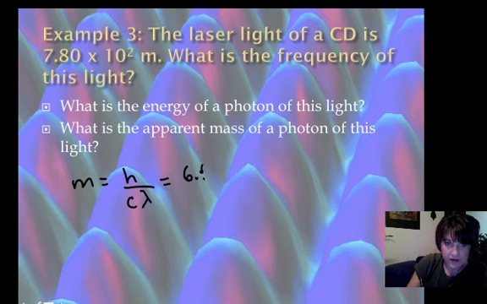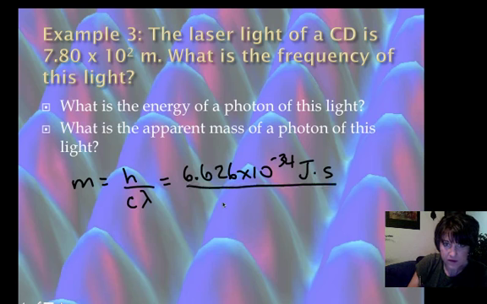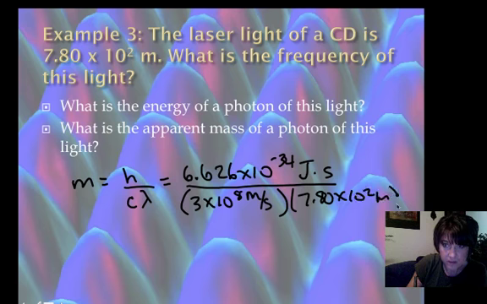So 6.626 times 10 to the minus 34. And Planck's constant is joules times seconds. And we're going to divide that by the speed of light, 3 times 10 to the 8th meters per second, times the wavelength, which was right there, 7.80 times 10 to the second meters.